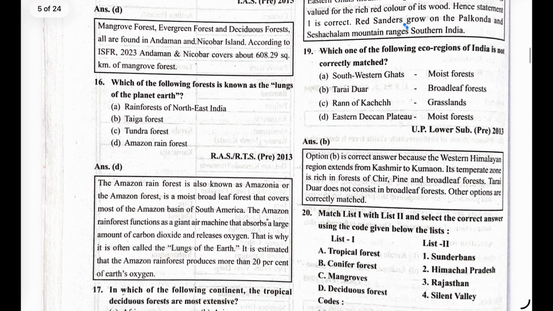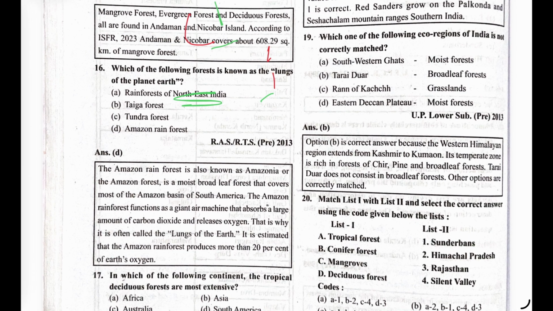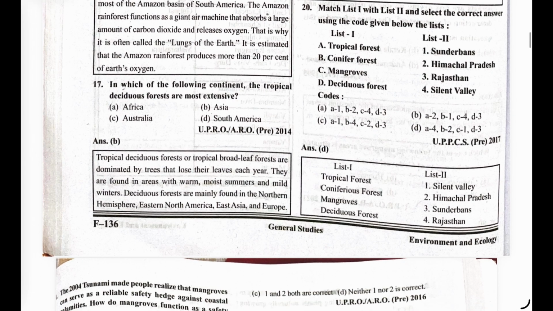Now next one is, which of the following forests is known as the lungs of the planet? Lungs of planet Earth. Which one? So Amazon rainforest, widely known as the lungs of the planet Earth. Where is it situated? It is situated in Brazil. Next one is, in which of the following continents are the tropical deciduous forests most extensive? So which one is it? Asia.